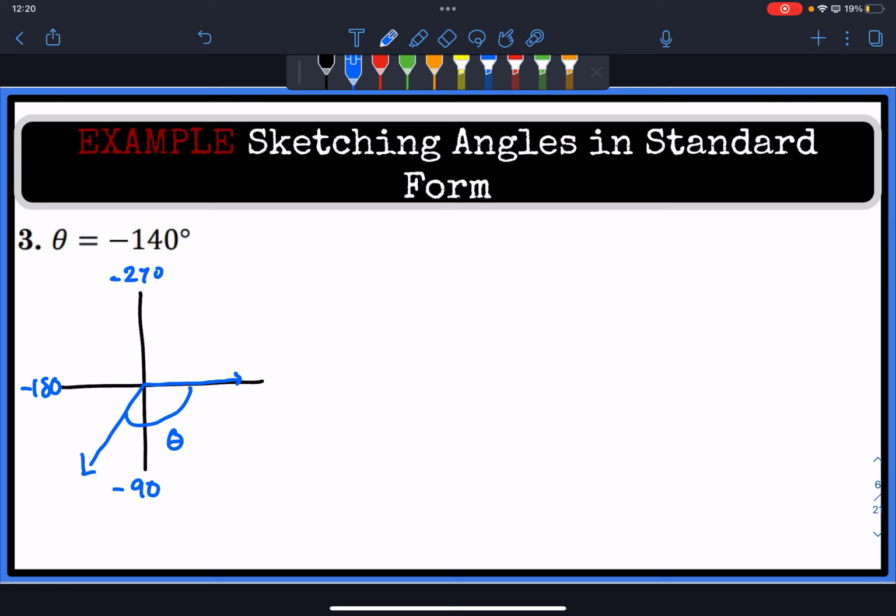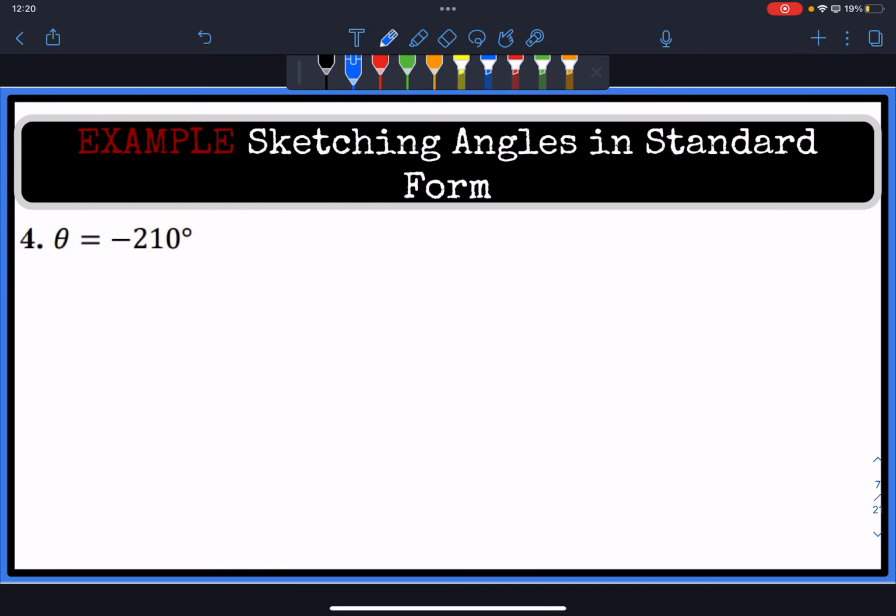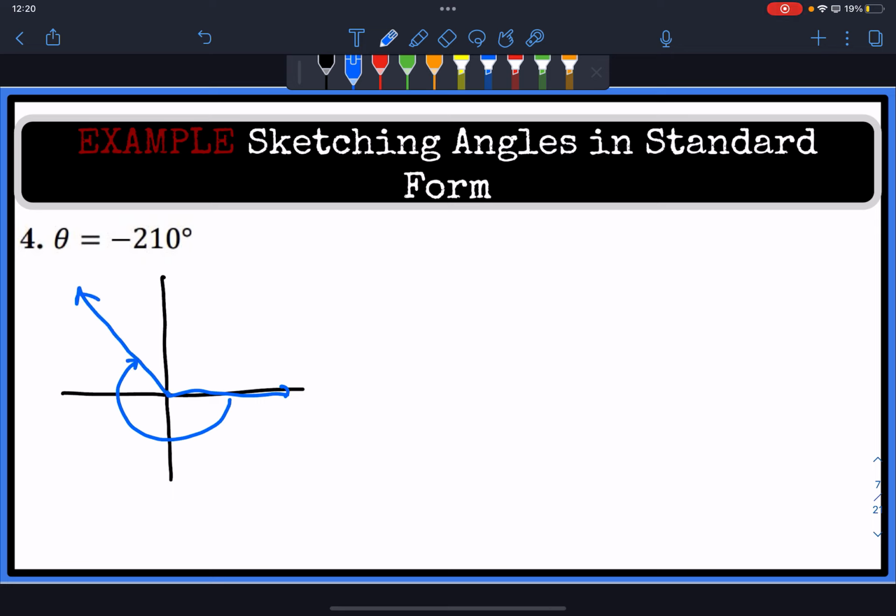So negative 140 would put the terminal side in quadrant 3. And negative 210, that would put our terminal side of our angle in quadrant 2. So this would be theta. There you have it.